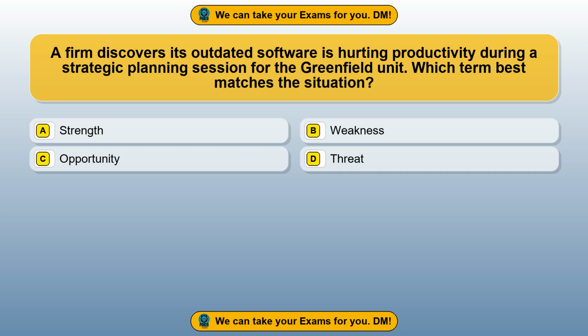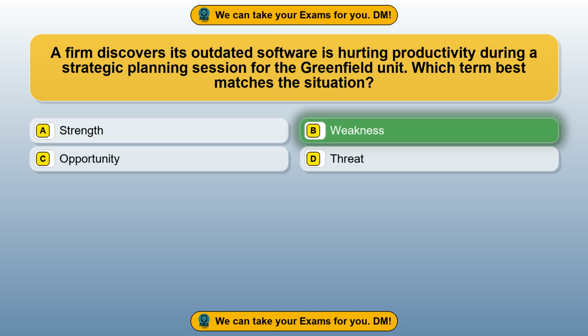Question 100. A firm discovers its outdated software is hurting productivity during a strategic planning session for the Greenfield unit. Which term best matches the situation? Option A, strength. Option B, weakness. Option C, opportunity. Option D, threat. The correct answer is option B, weakness.